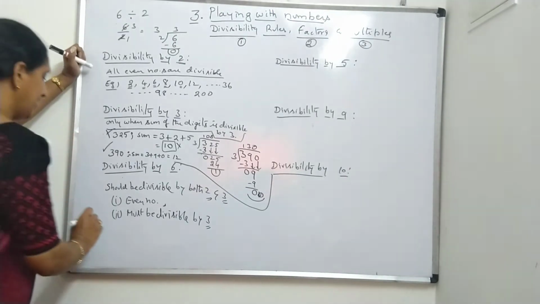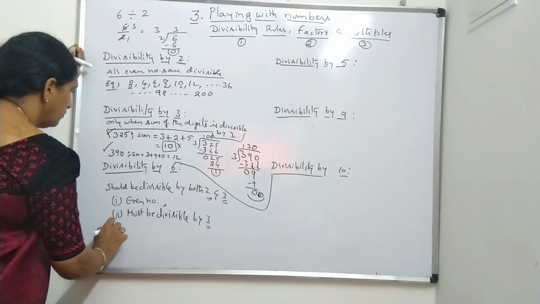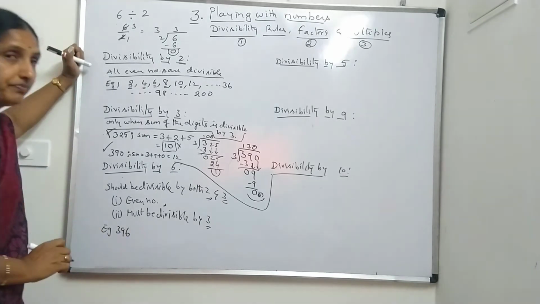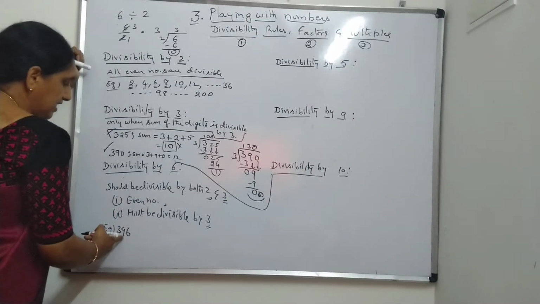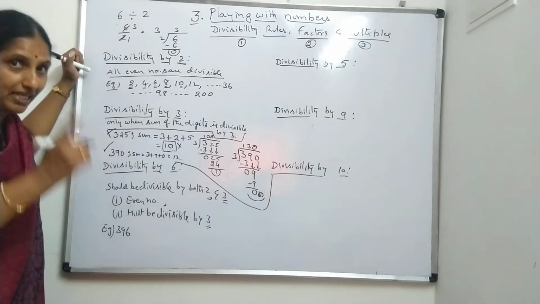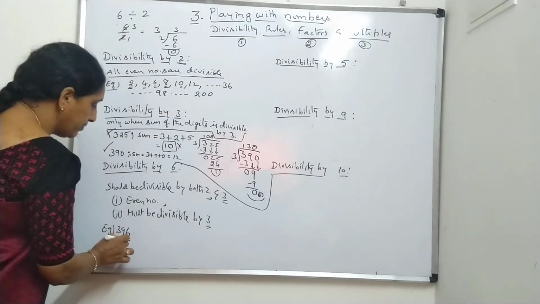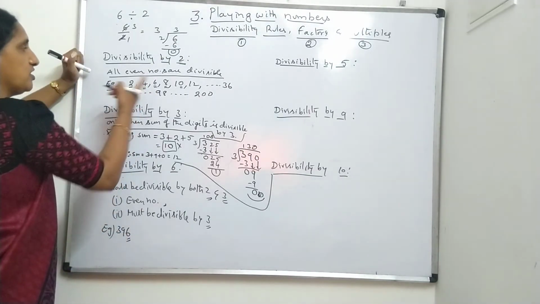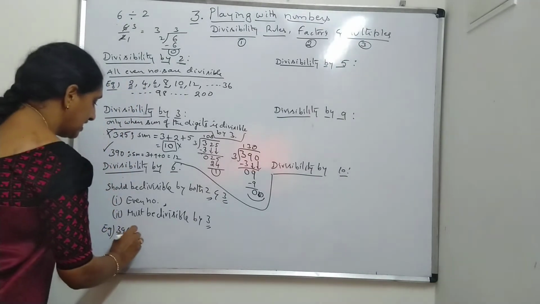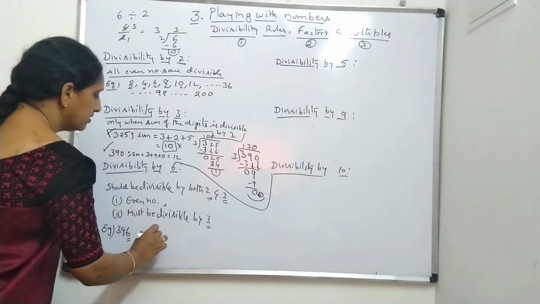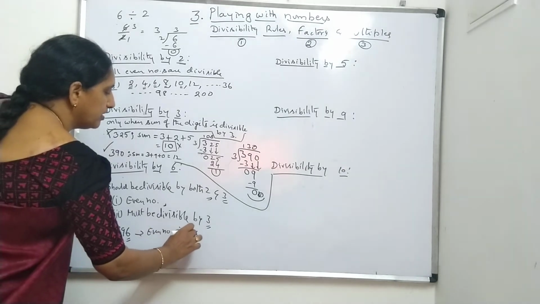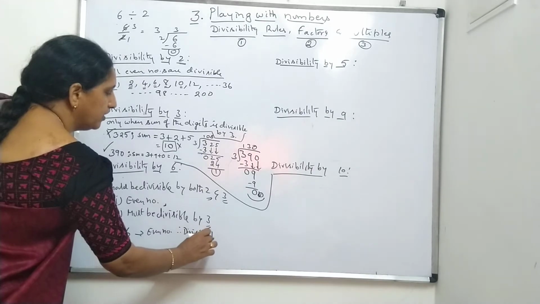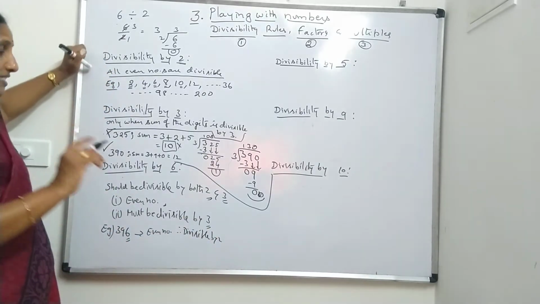So let us take an example. 396. Let us see whether this is an even number. Yes. Why? Because in units place you have 6. Therefore it is an even number. Therefore divisible by 2.